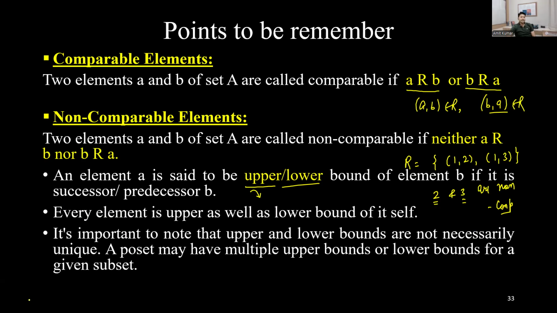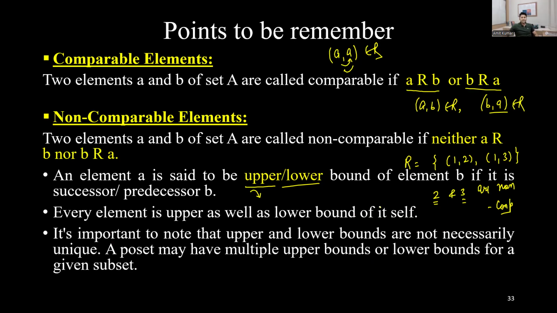reflexive, anti-symmetric, and transitive. So every element is a lower bound as well as an upper bound of itself, because (A, A) is always part of R. Hence, we can say A is a lower bound of A itself. Since the relation is reflexive, (A, A) belongs to R. So A is the lower bound of A and the upper bound of A. So every element is the lower bound as well as the upper bound of itself.